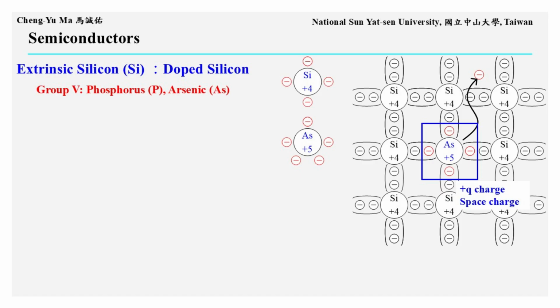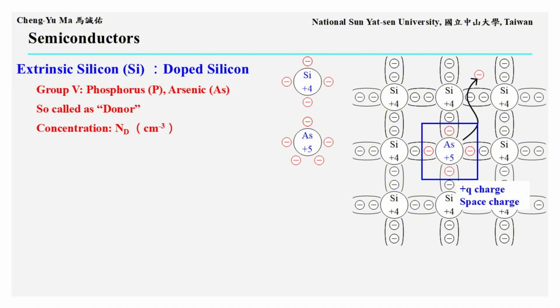This local charge occurs because the inner core of the group 5 atom has charge positive 5q, while only 4 electrons remain in the outer shell. Therefore, a local positively charged region is formed inside the semiconductor. This charge is called space charge, and it is immobile. To summarize, inside a group 4 silicon crystal, once group 5 elements are doped in, each group 5 atom contributes 1 electron. Therefore, group 5 dopants are called donors, meaning they give electrons.